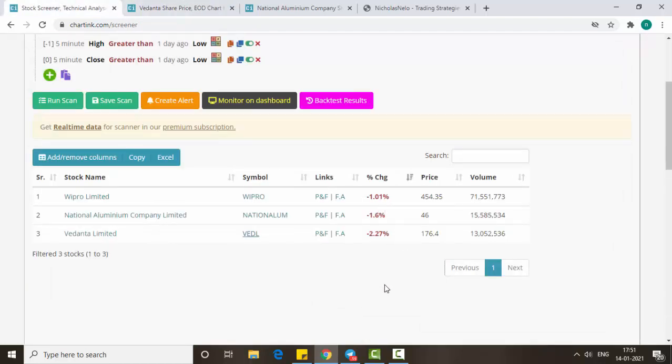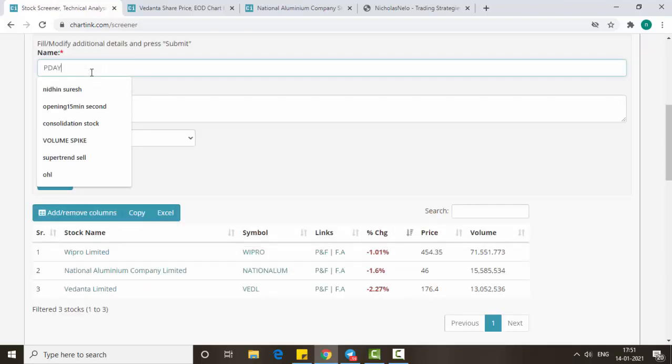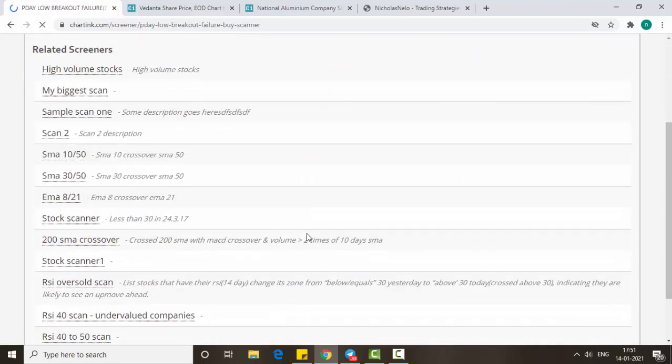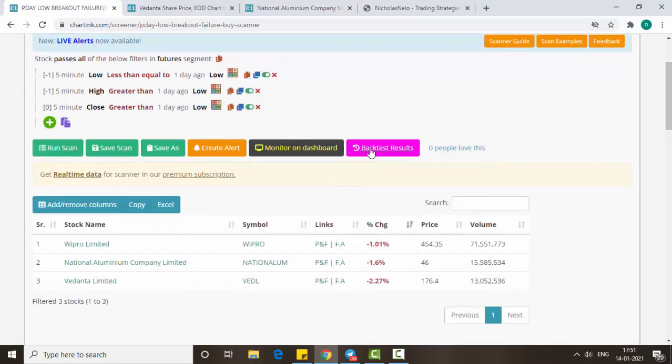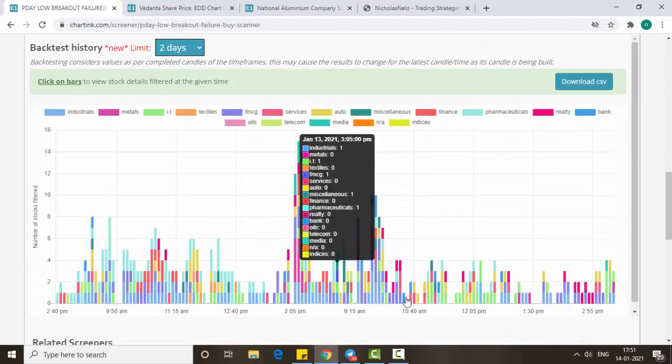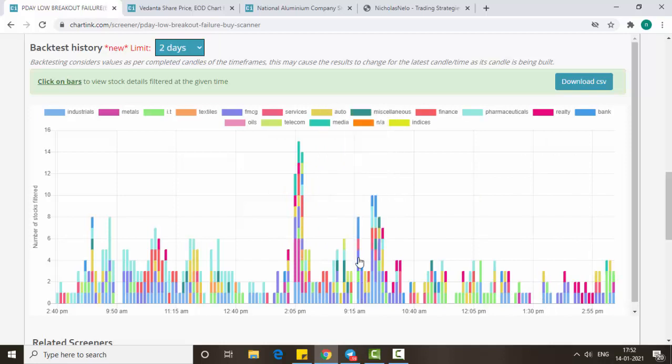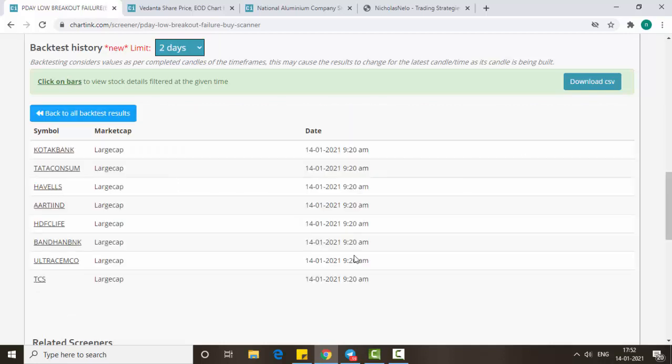So this is the live stock result, and if you want to check the back test, you just save this scan as previous day low breakout failure, buy scanner, and just click submit. Now you can back test the stocks. Just click here, back test. So many stocks come in the live market. So what stocks came in opening time? Just check 9:20. These are the stocks that came at 9:20.